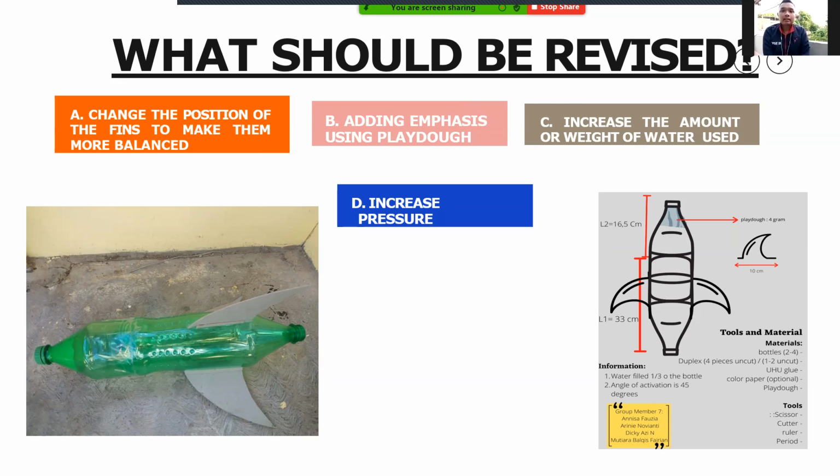The first thing first is change the position of the fins to make them more balanced. So we got that the first problem is the fins not attached properly, and then adding emphasis using Plato. So we got there in the most top of the air rocket, there is a Plato. Why do we put it there? It's need to become the emphasis. It's need to increase the mass of the air rocket. It's need to propel the air rocket further, and then increasing the amount of weight of water used. So we are lacking of water there, so we add more water for the revised one. And then the last is increasing pressure.